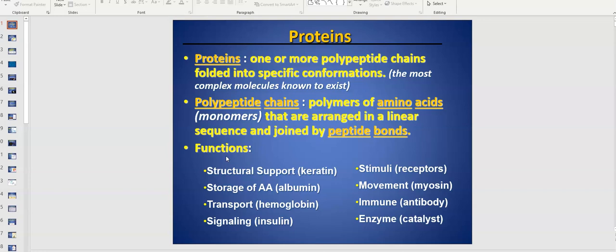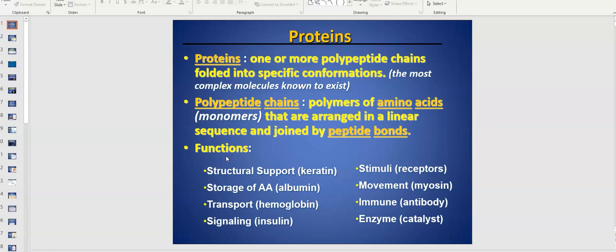You can use it to store things like albumin in your blood. So that's a source of amino acid storage. Same thing, chicken egg whites. To transport, so hemoglobin is a protein that transports oxygen. It can be signaling. So insulin is a hormone, but it's a protein hormone. And so insulin is a protein.